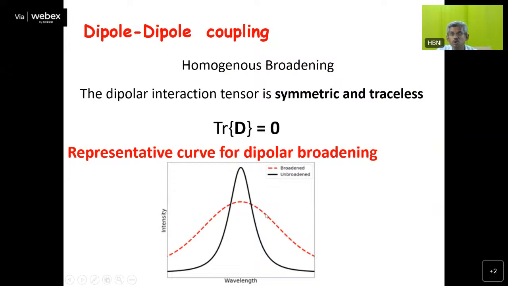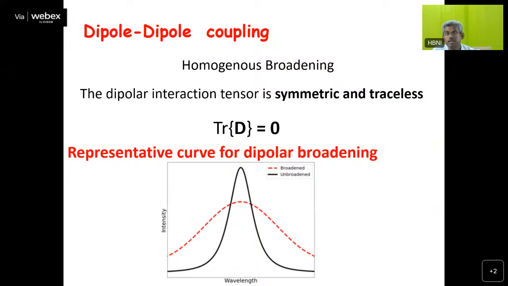homogeneous broadening means various Gaussian or Lorentzian components are overlapping. The red is nothing but a homogeneously broadened peak, and black is an unbroadened one. This I have given as a typical, representative example only. So homogeneous broadening means it will broaden homogeneously. So dipole-dipole coupling is an interaction which leads to homogeneous broadening.